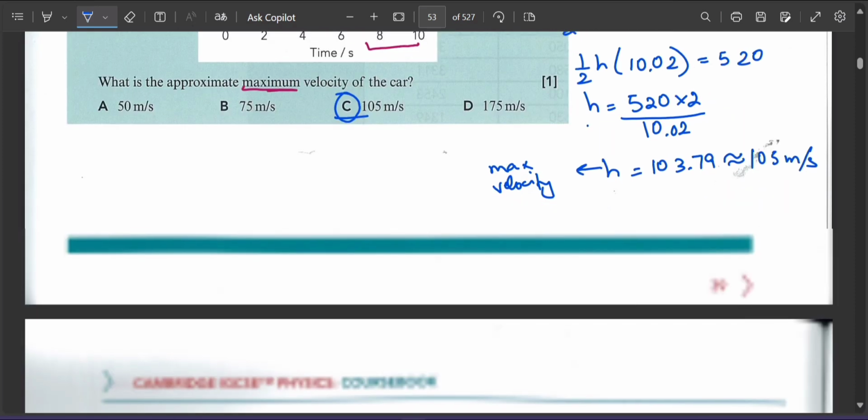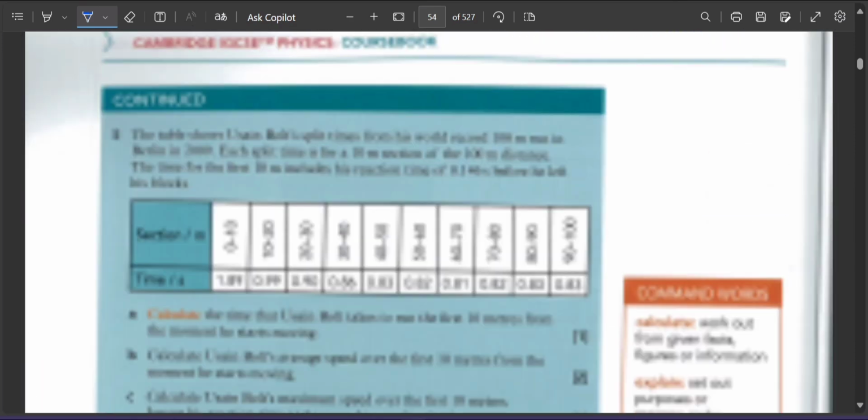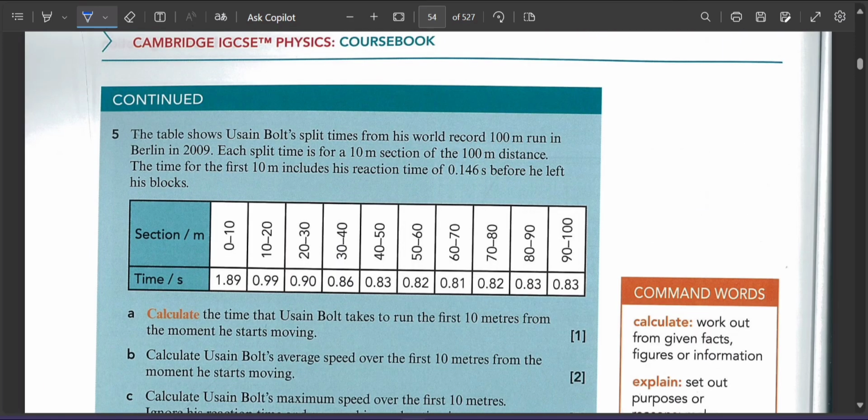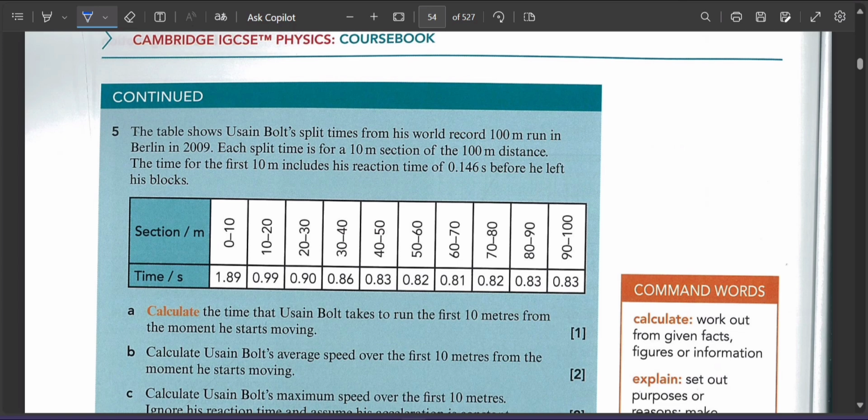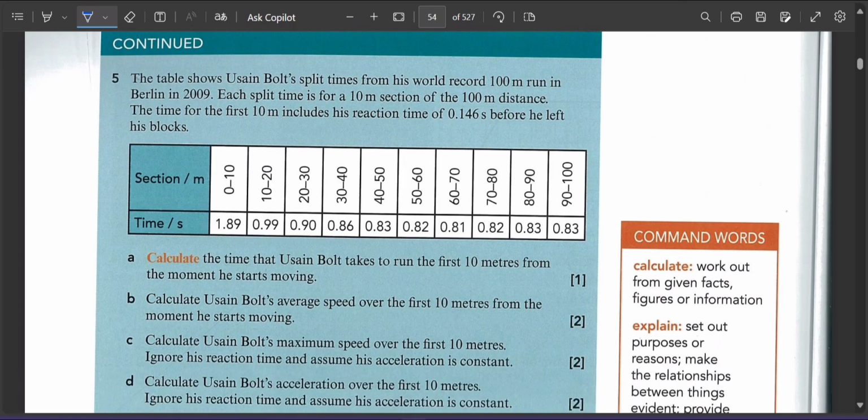Let's continue, and we can see question number 5. The table shows Usain Bolt's split times from his world record 100-meter run in Berlin. Each split time is for a 10-meter section of the 100-meter distance. The time for the first 10 meters includes his reaction time of 0.146 seconds as well.